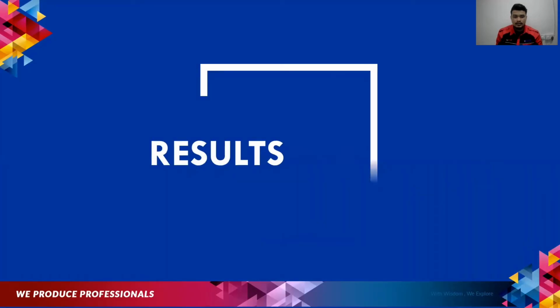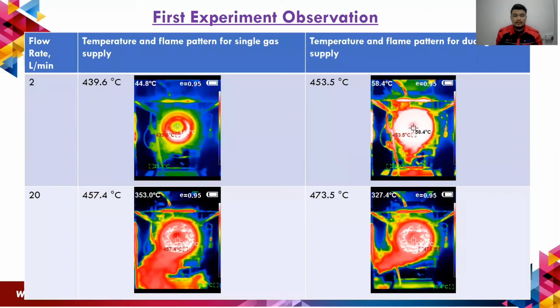For the result, on the first experiment, at the 2 liter per minute flow rate for dual gas, the temperature is 453.5 degrees Celsius. But for the single gas supply at 20 liter per minute flow rate, the temperature is 457.4, and they are only a bit different, which is only 3.9 degrees Celsius. This shows that the dual gas supply is higher performance than the single gas.